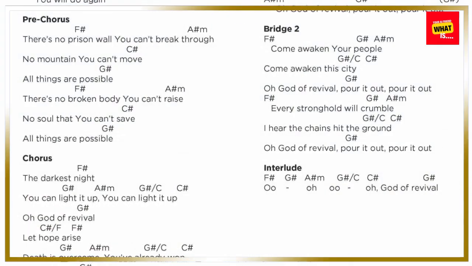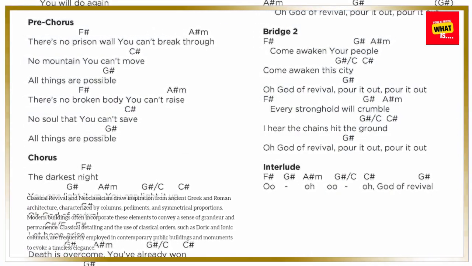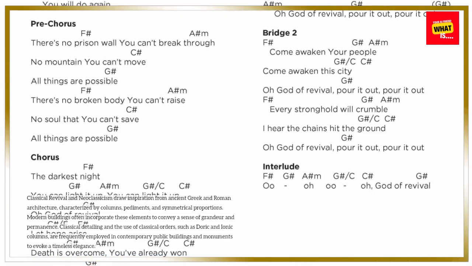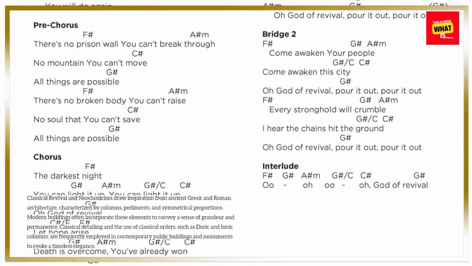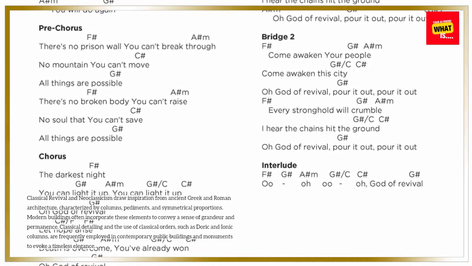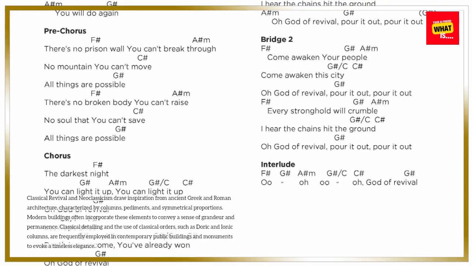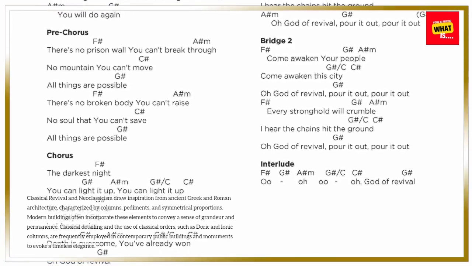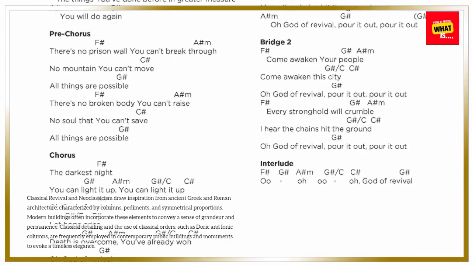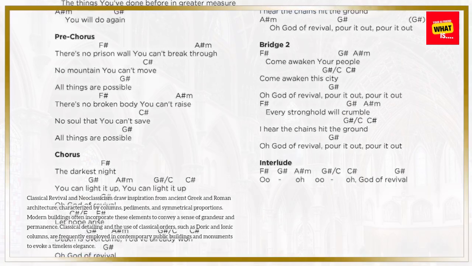Classical Revival and Neoclassicism. Classical Revival and Neoclassicism draw inspiration from ancient Greek and Roman architecture, characterized by columns, pediments, and symmetrical proportions. Modern buildings often incorporate these elements to convey a sense of grandeur and permanence. Classical detailing and the use of classical orders, such as Doric and Ionic columns, are frequently employed in contemporary public buildings and monuments to evoke a timeless elegance.